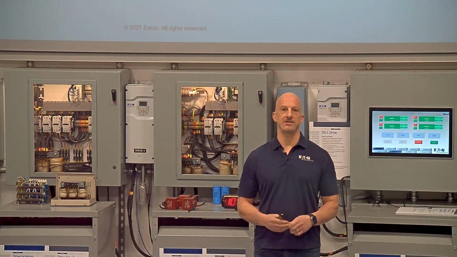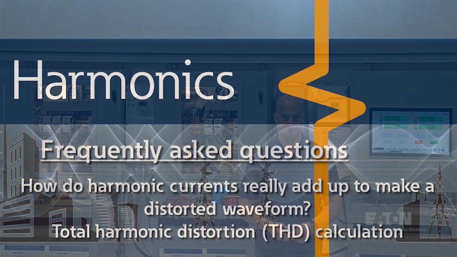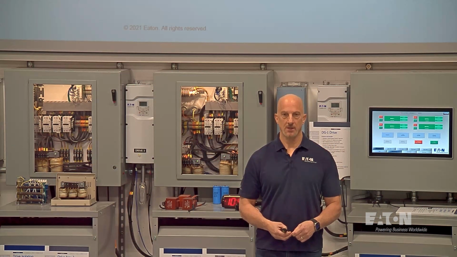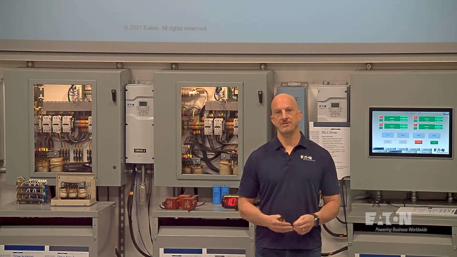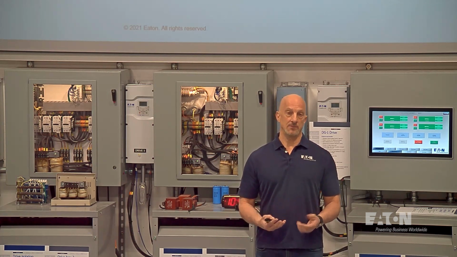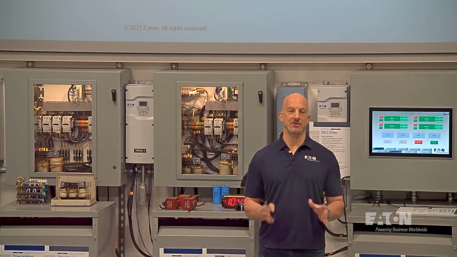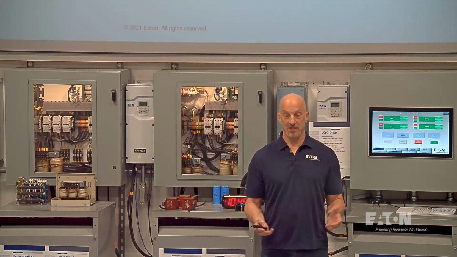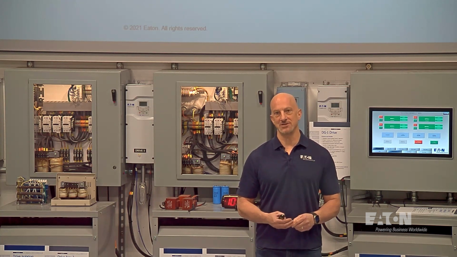So here's a question. How do harmonic currents really add up to make up the distorted waveform? And we've talked about calculating THD, but how does that all work? In order to calculate THD and add up all the waveforms together to make up harmonics and make up these waveforms, you have to go back to the basic principle that harmonics don't really exist. It's just a mathematical representation of a waveform.